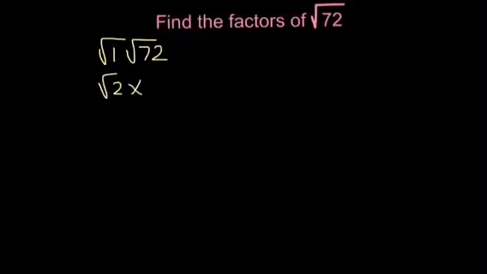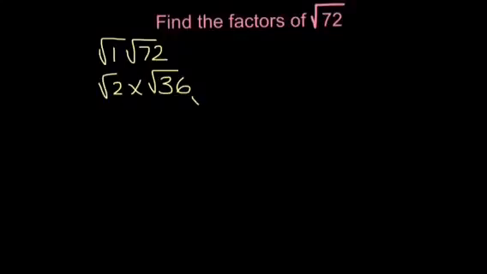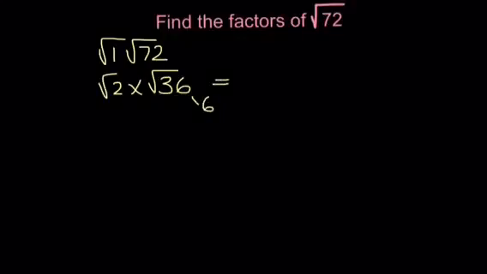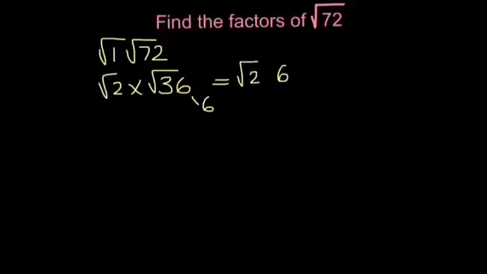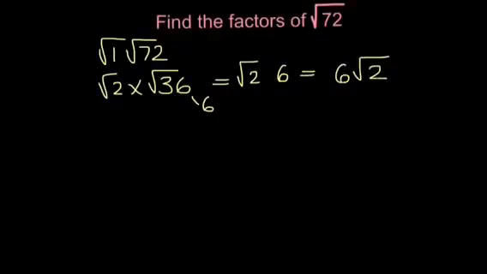Okay, so the first factor, we've got root 1 times root 72. Then we've got root 2 times root 36. Now root 36 is 6, so the square root of 36 is 6. So I'm going to rewrite this one as square root 2, and then we've got 6. I'm just going to neaten that up, which is 6 root 2. So we've got root 1, root 72, and 6 root 2.